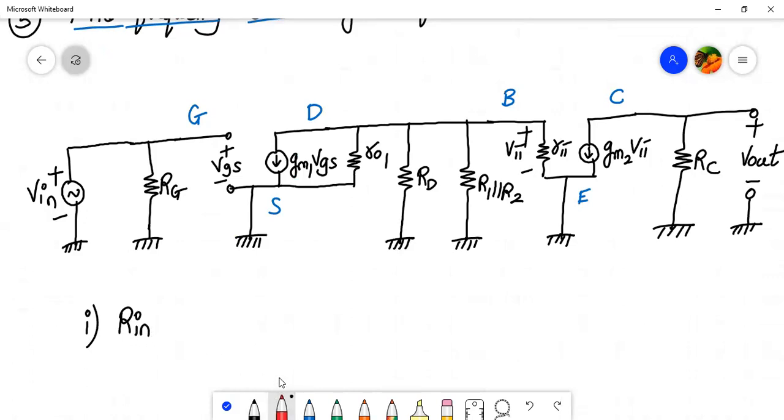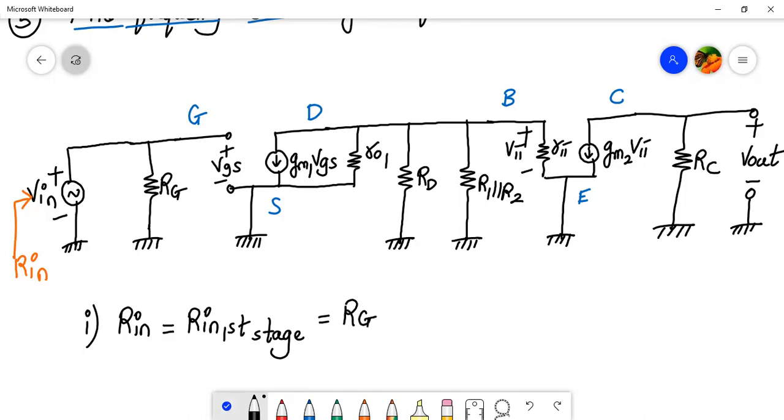Now could you help me out in calculating the value of R in? R in of a cascade amplifier will be equal to R in of the first stage. Over here, this is my R in. What do you see over here? You see resistor RG, and you have an open circuit. So R in will be equal to R in of the first stage, and that is equal to RG only in this case.